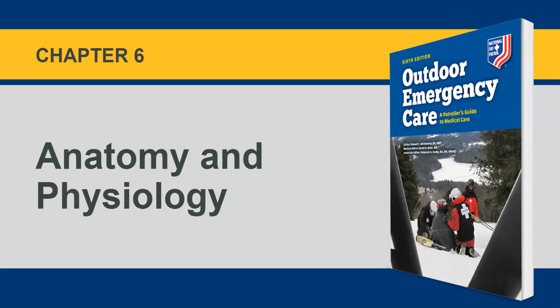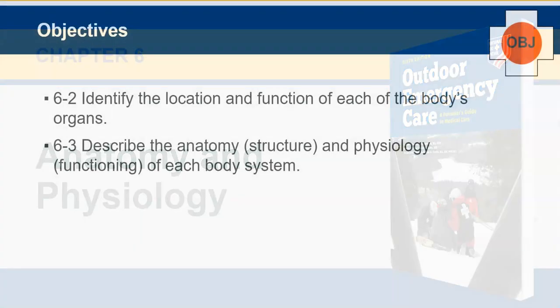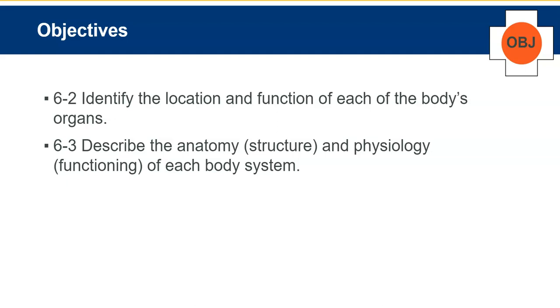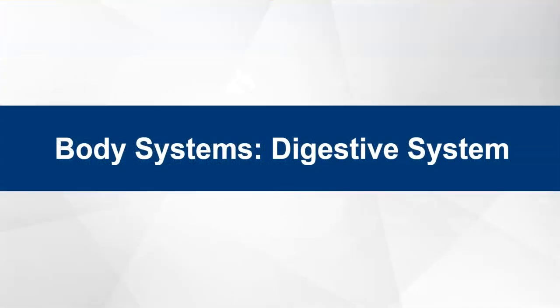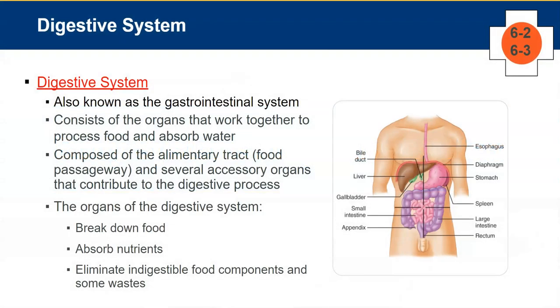This video continues Chapter 6, Anatomy and Physiology, by looking at the anatomy and physiology, the structure and function of two systems, the digestive system and the urinary system. Let's begin with the digestive system.